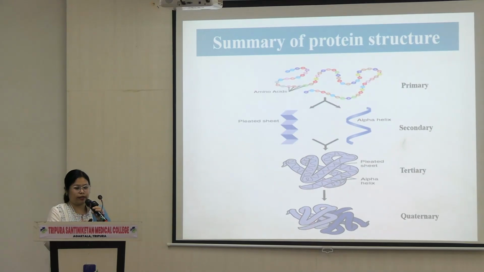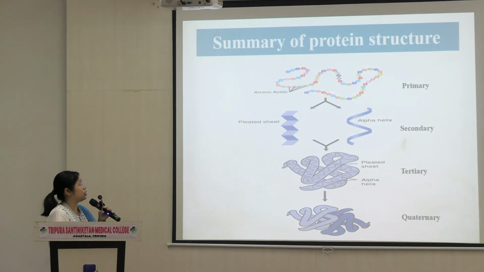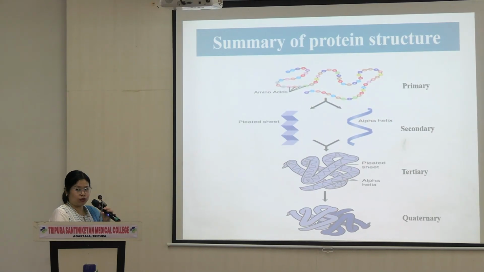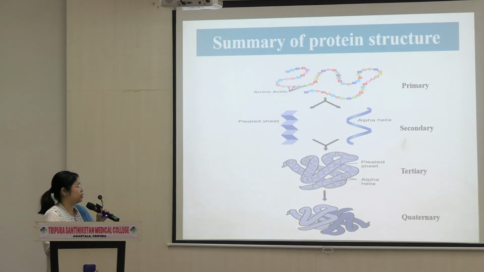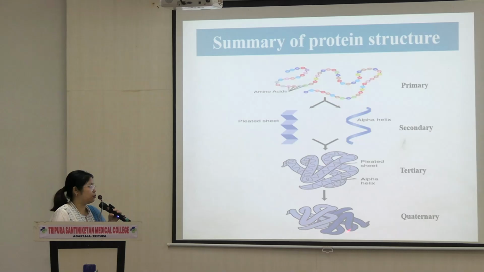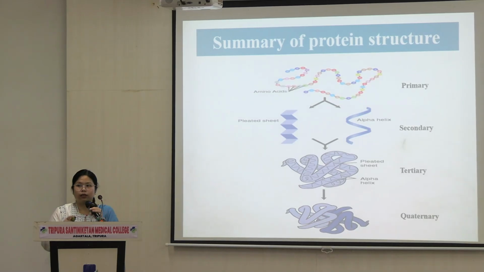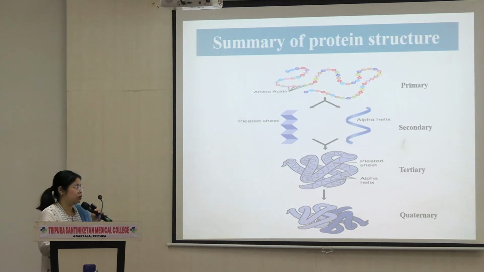So to summarize, we learned that this is the primary structure, just the beads on a string. When they fold into itself and make a shape, that is secondary structure. Tertiary structure, when they form a 3D shape structure. When 2 or more polypeptide chains come together and join together and form one unit, that is quaternary structure.